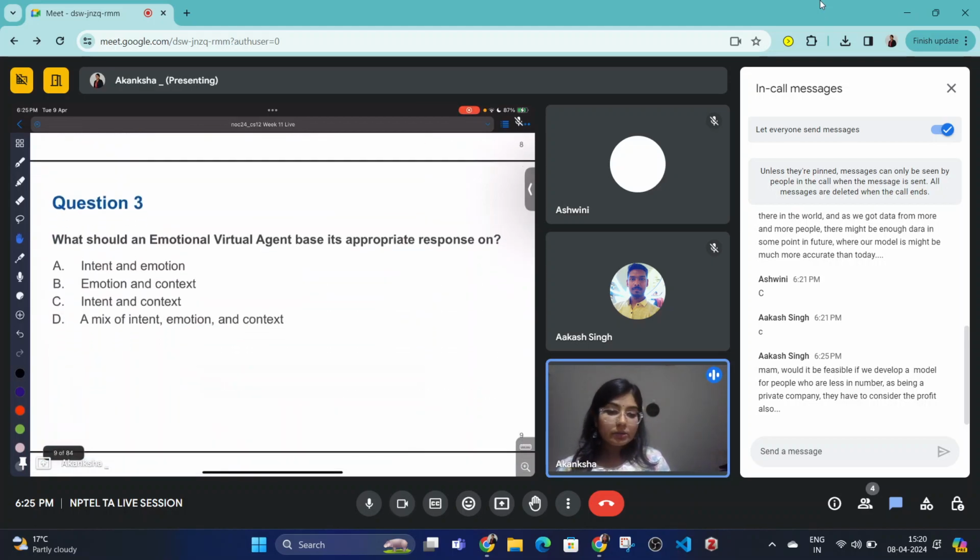Okay. The third question is, what should an emotional virtual agent base its appropriate response on? Intent and emotion, emotion and context, intent and context, or a mix of intent, emotion, and context.